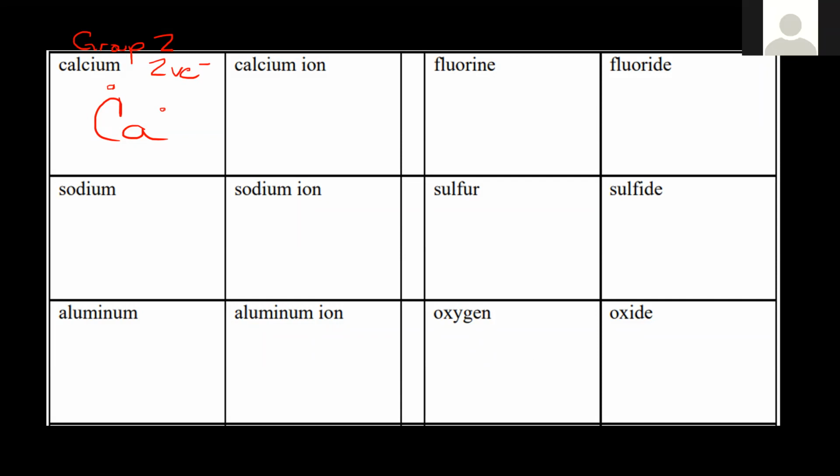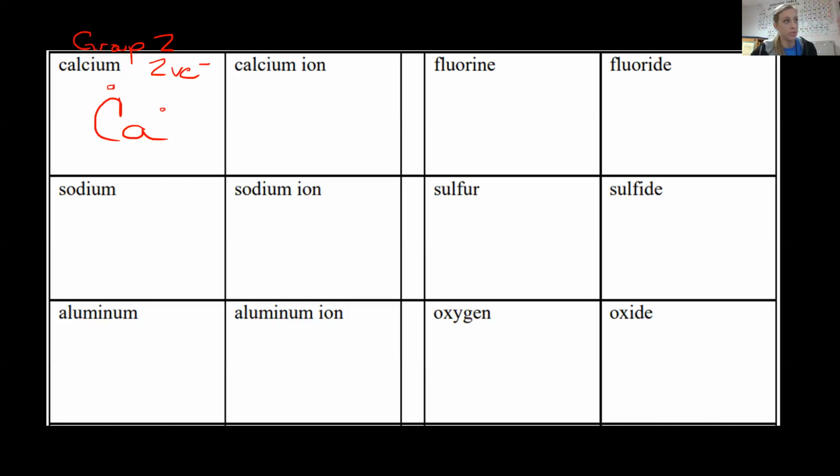Does it lose or gain electrons? Yes, you are losing or gaining electrons. I'm going to address a question in the chat really quick. When you're drawing the dots, it does not matter what side you start on, as long as you go around before you double up. That's the only thing that matters.